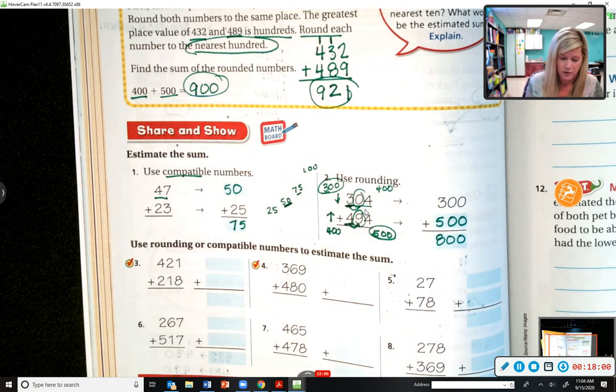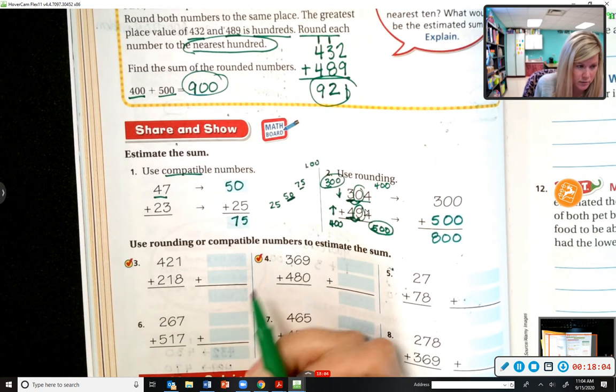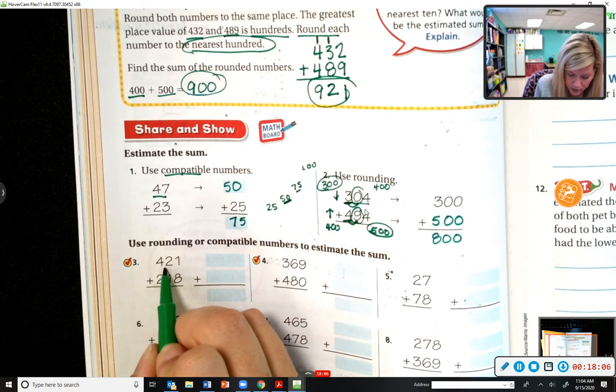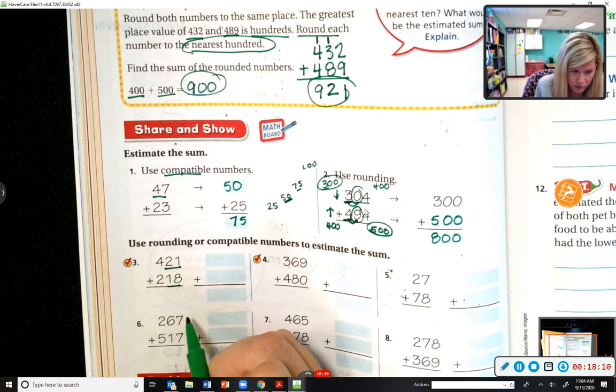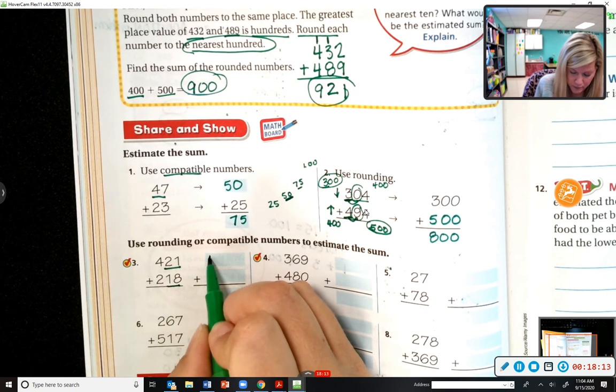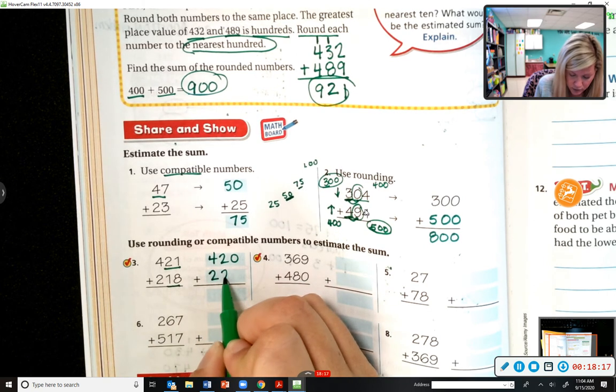Okay, now I'm going to use compatible numbers on this because I see 21, which is really close to 20, and 18, which is really close to 20. So I'm going to do 420 and 220.